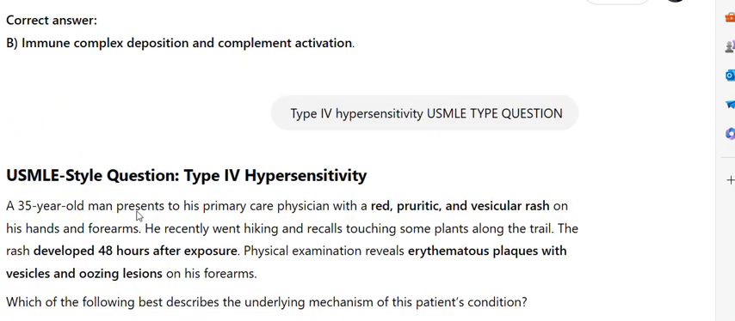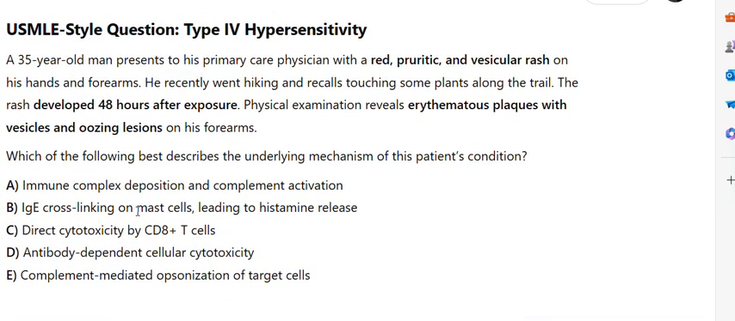Type 4 hypersensitivity. A 35-year-old man presents to his primary care physician with a red, pruritic, and vesicular rash on his hands and forearms. He recently went hiking and recalls touching some plants along the trail. The rash developed 48 hours after exposure. Physical examination reveals erythematous plaques with vesicles and oozing lesions on his forearms.